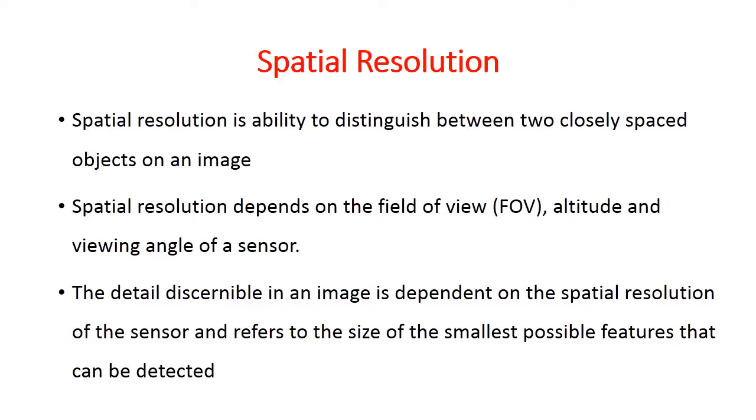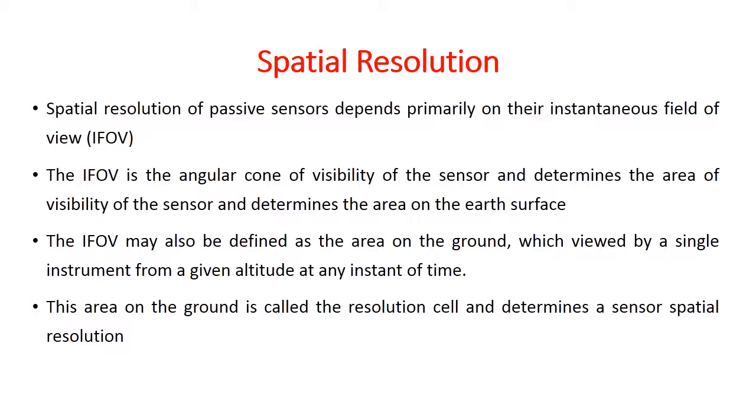The detail discernible in an image is dependent on the spatial resolution of the sensor and refers to the size of the smallest possible features that can be detected. Spatial resolution of a passive sensor depends primarily on the instantaneous field of view, the IFOV.